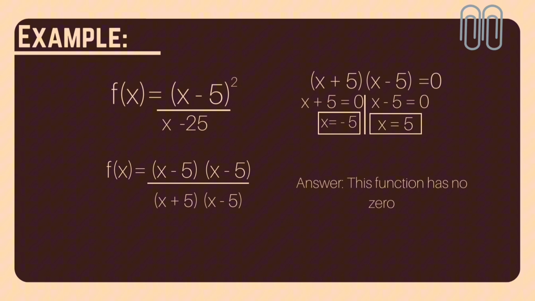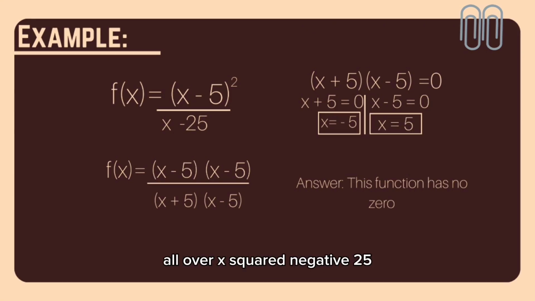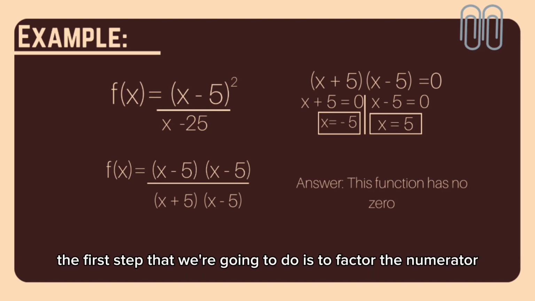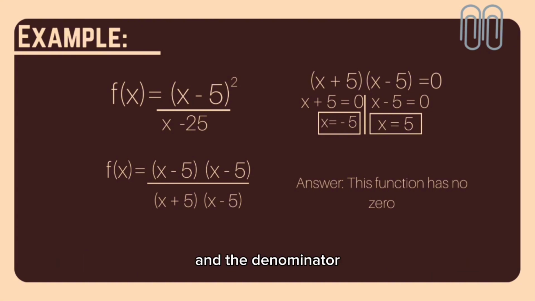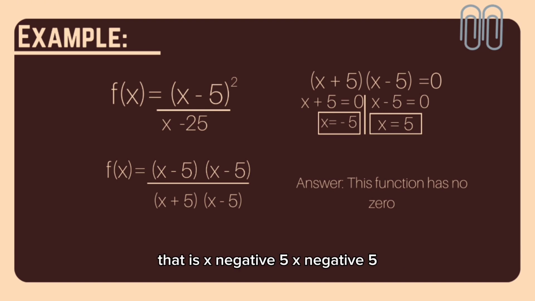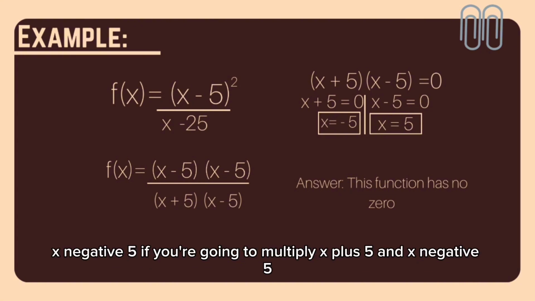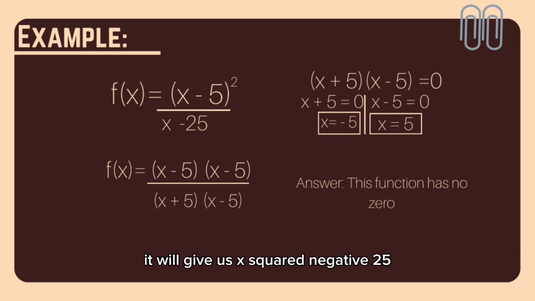Next example: f of x is equal to (x minus 5) squared all over (x squared minus 25). To find the zeros of the given function, the first step that we're going to do is to factor the numerator and the denominator. So let us have f of x in the factored form of (x minus 5) squared, that is (x minus 5)(x minus 5). Then the factors of x squared minus 25 are (x plus 5)(x minus 5). If you multiply x plus 5 and x minus 5, it will give us x squared minus 25.